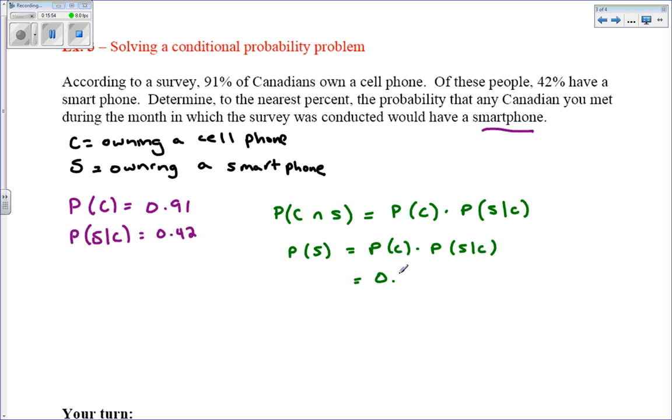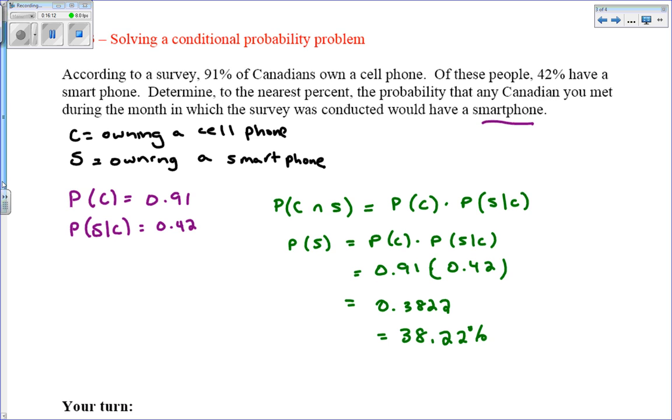The probability of having a smartphone is 0.91 times the probability of having a smartphone given that it's a cell phone, which is 0.42. So then your probability there is 0.3822 or 38.22%.